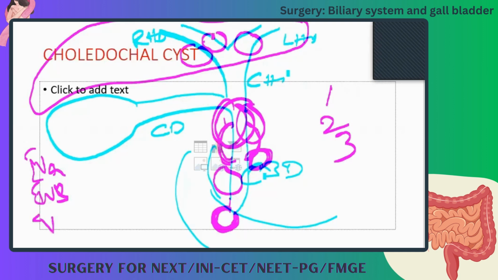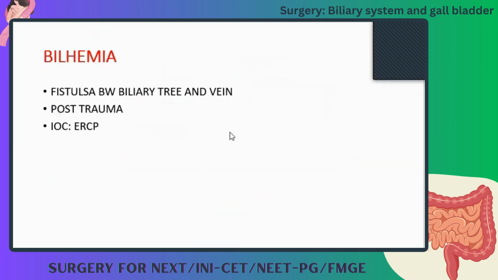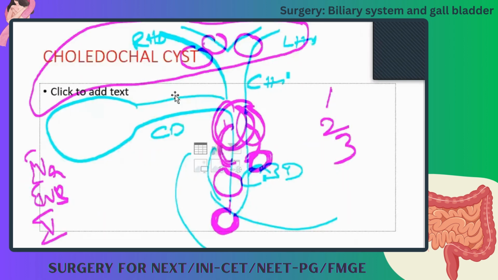Type 5 is only intrahepatic. Type 4A is both intra and extrahepatic. Type 4B is only extrahepatic but multiple. That is the difference between type 4B and type 1. Okay? Sir, type 5 is only intrahepatic dilatation of the biliary tree. Okay, sir.